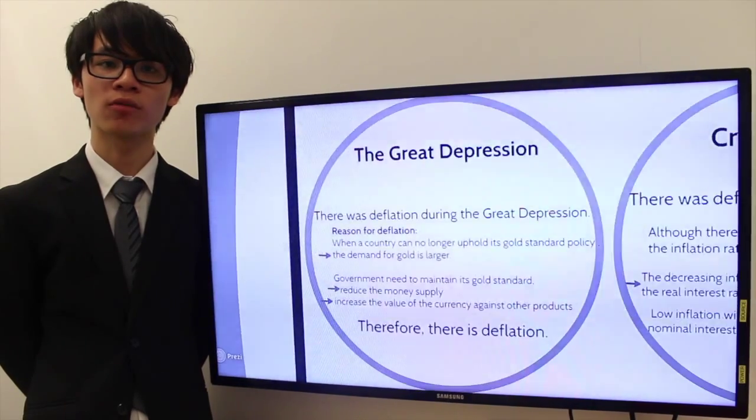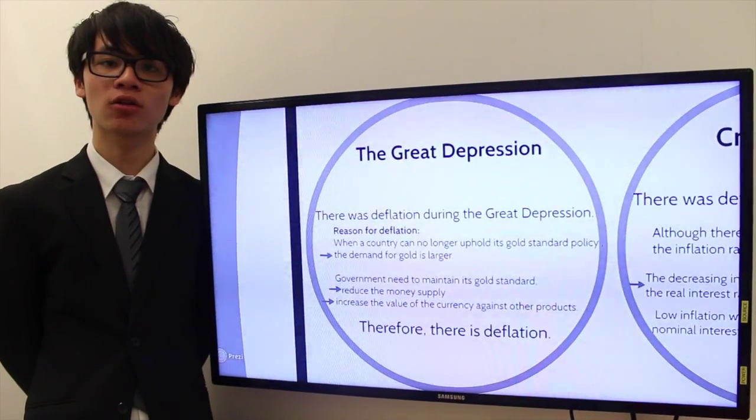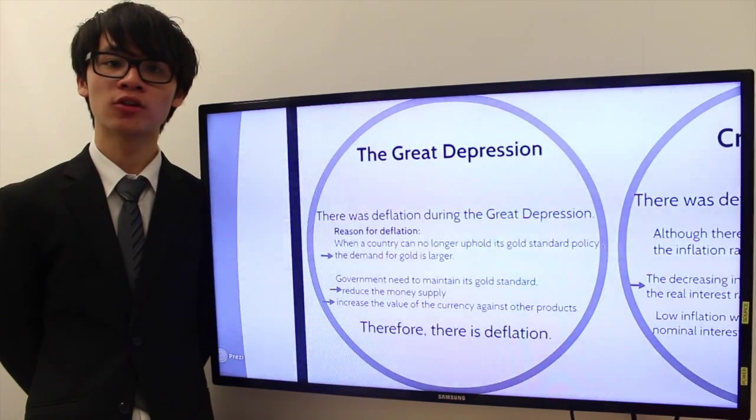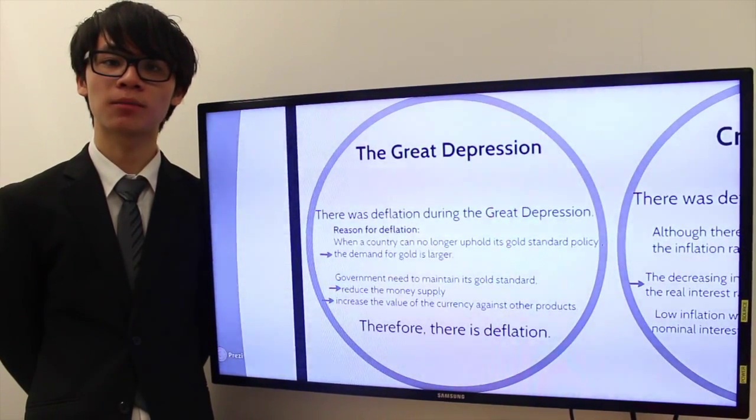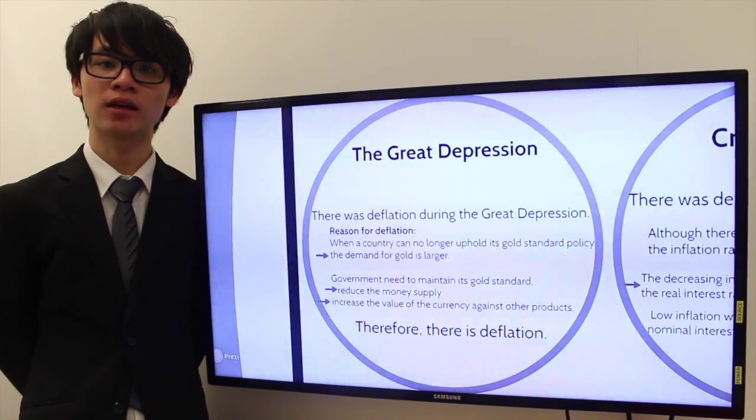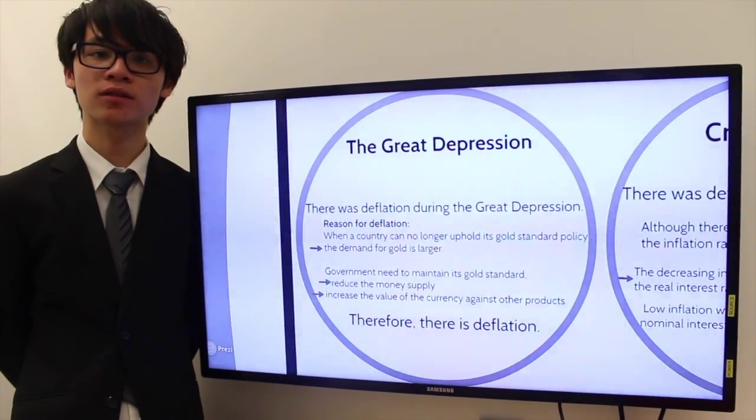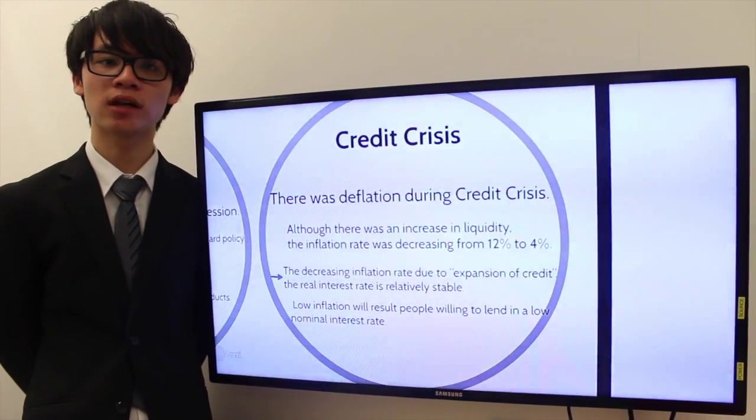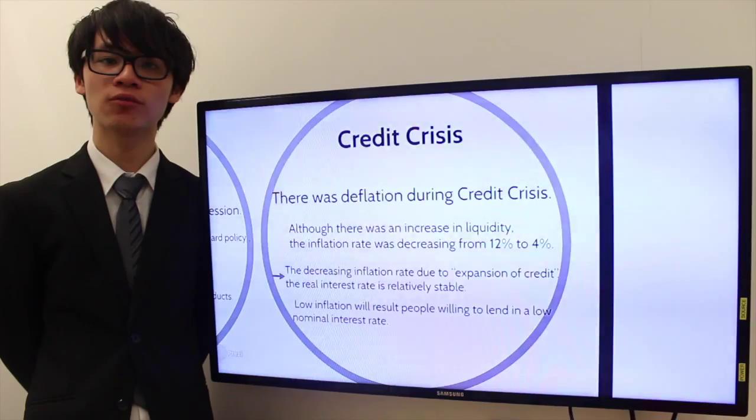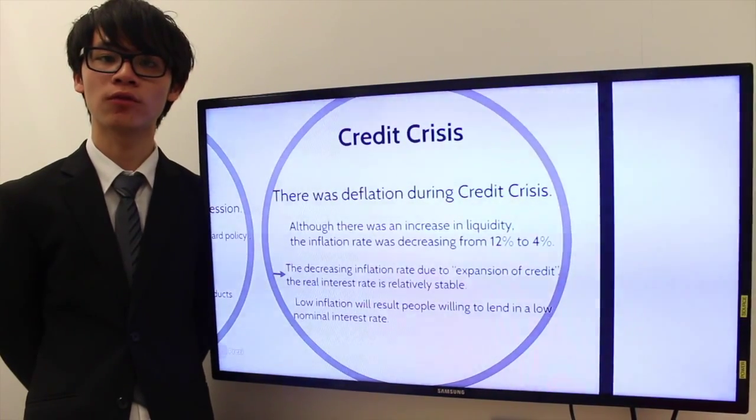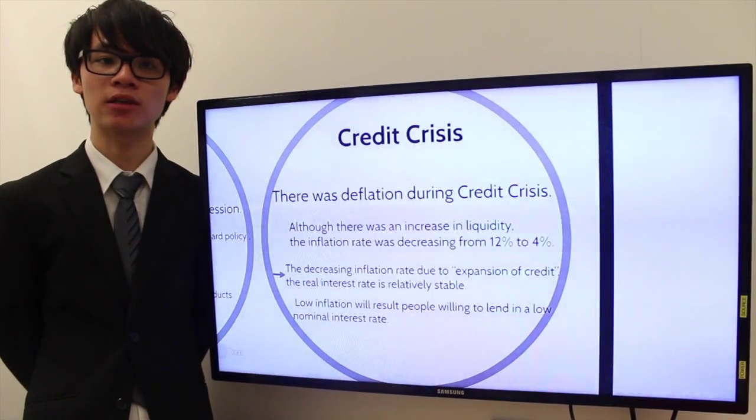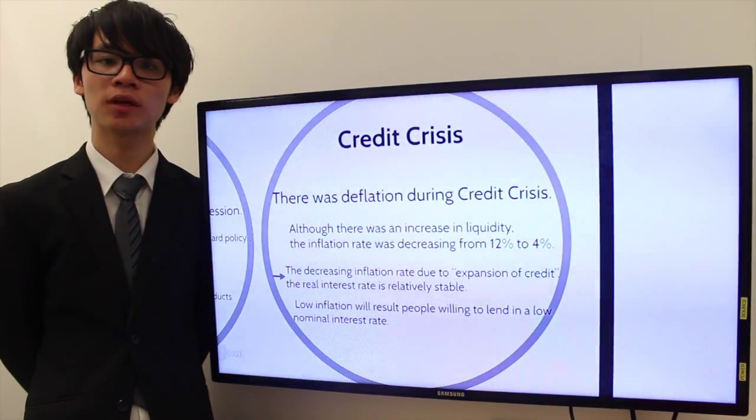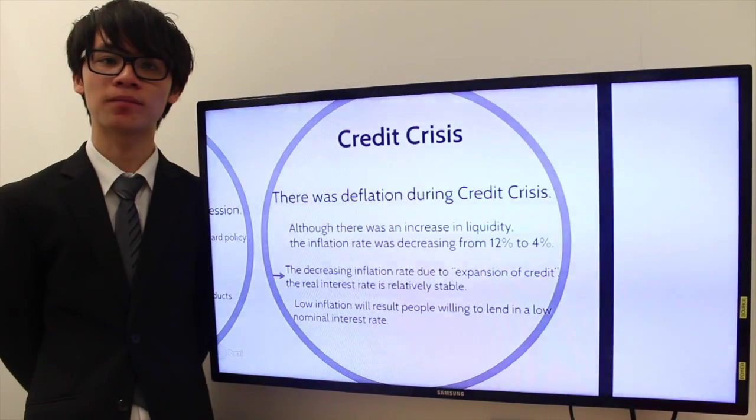For the Great Depression, when the country could no longer maintain the gold standard policy, the demand for gold became larger, so the government reduced the money supply and had a hard time maintaining its gold standard, thus resulting in deflation. As for the credit crisis in 2008, there was a drop in the inflation rate from 12% to 4%, even though the liquidity had increased. The low inflation and low nominal interest rate encouraged people to borrow for investment.